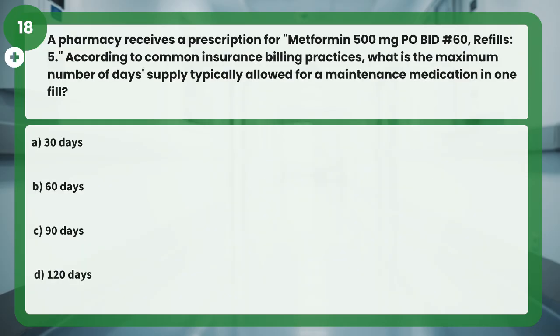Question 18. A patient brings in a prescription for metformin 500 mg PO BID, number 60, refills 5. According to common insurance billing practices, what is the maximum number of days supply typically allowed for a maintenance medication in one fill? A. 30 days. B. 60 days. C. 90 days. D. 120 days.